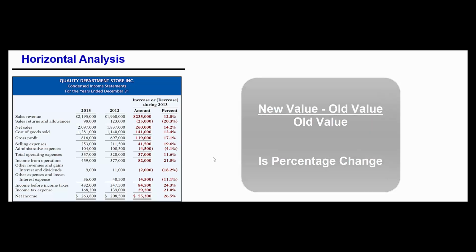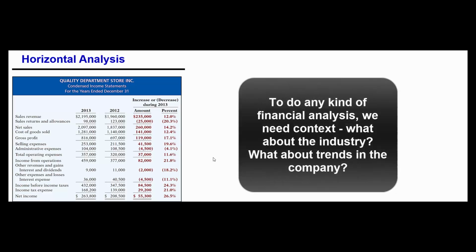So that's pretty darn good, but we really don't have enough information. We need to know what the rest of the industry was doing and what this company was doing the years before that. So one number all by itself really doesn't give us enough information. We need context. We need to know what the industry is doing and what the company has been doing.